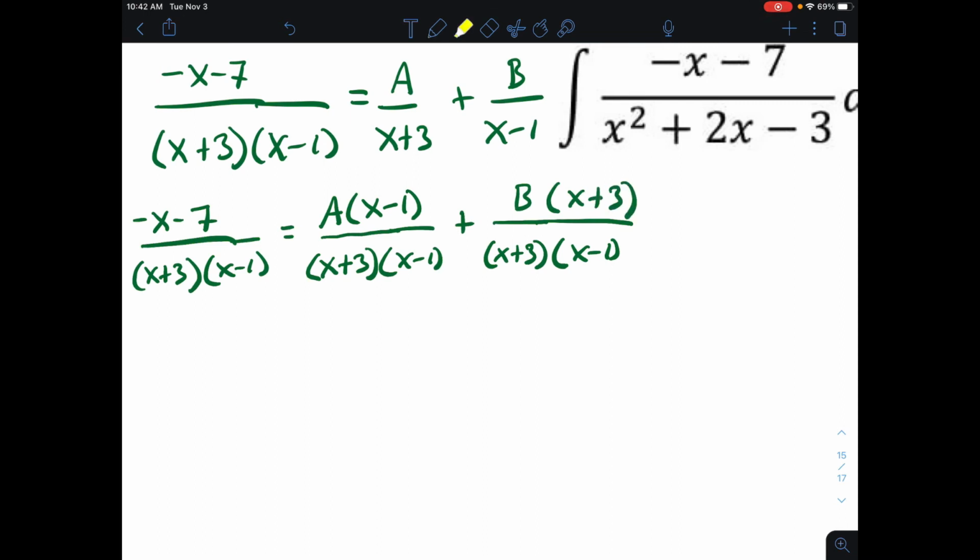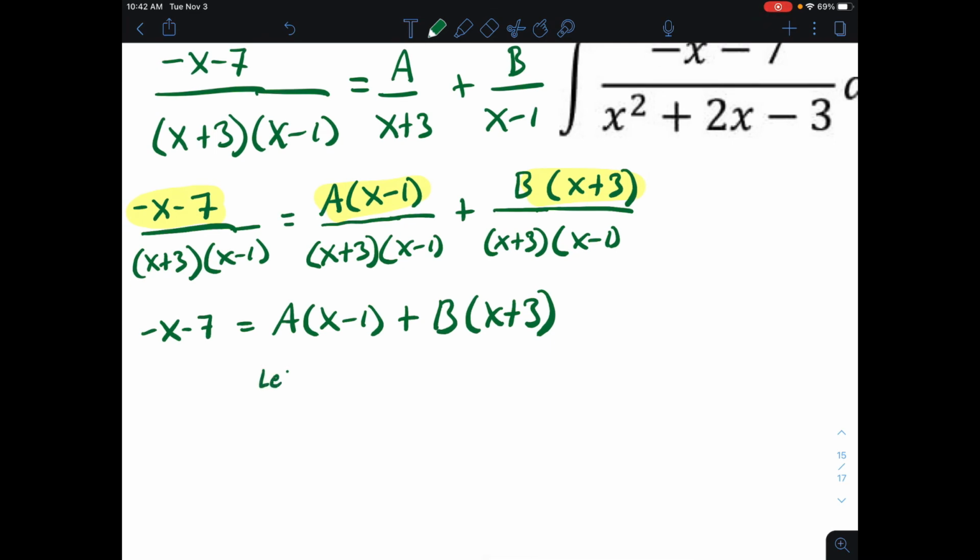And so now that I'm in this stage, what I would do is work here with my numerators. So we're going to say negative x minus 7 is equal to a times x minus 1 plus b times x plus 3. Now we're going to use a method called the cover-up method here. We're going to strategically pick x values that will eliminate one of these constants and allow us to solve for the other one. So I'm going to let x equal 1, because if I let x equal 1, it's going to cancel out the a term and let me solve for b. So I'm going to put in 1 for all my x's.